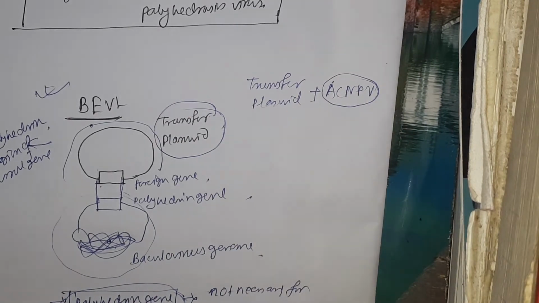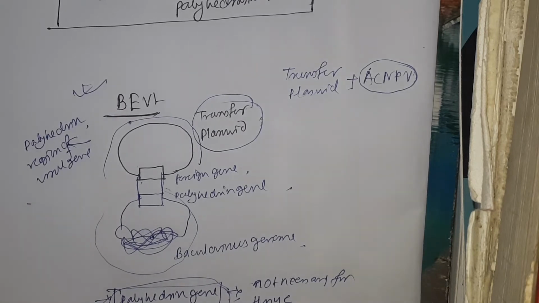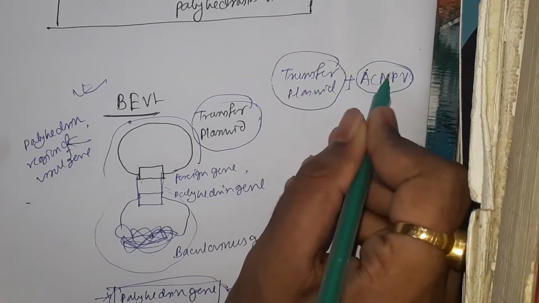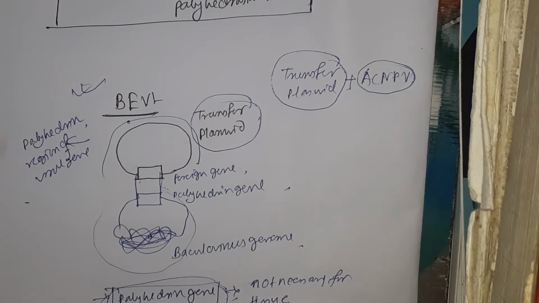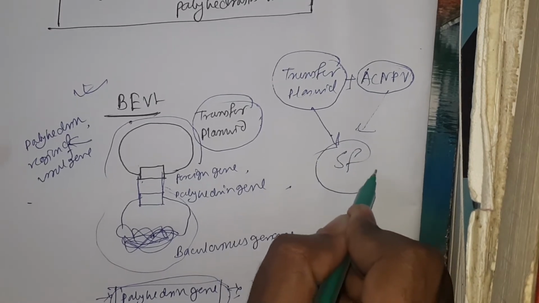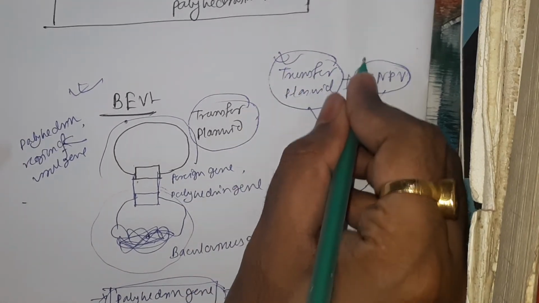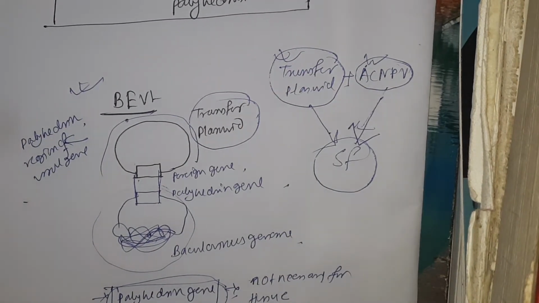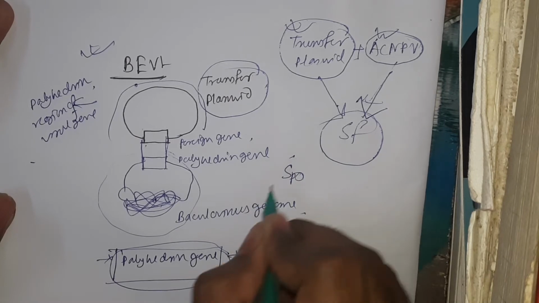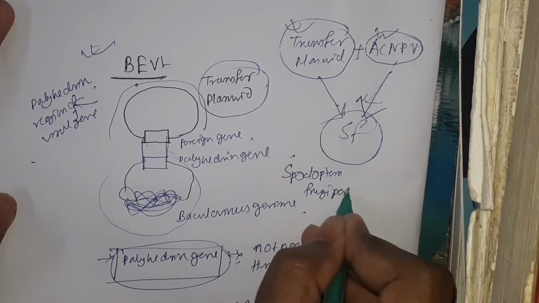So we have the transfer plasmid along with our gene of interest, and our baculovirus genome, suppose ACNPV. I have talked about what ACNPV is in my previous video. If you do not know what ACNPV is, I recommend you watch that video and then come back here again. The transfer plasmid along with the ACNPV, that is our baculovirus genome, is co-transfected into an SF cell, that is an insect cell. The full form of SF is quite difficult: it is Spodoptera frugiperda. So it is simply an insect cell.